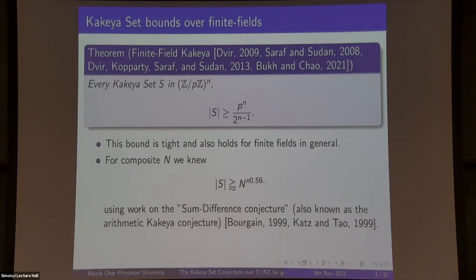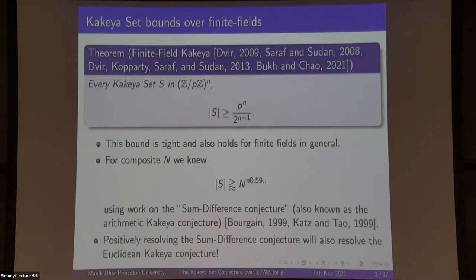Yeah. Meeting this 0.5 bound is due to some work in additive combinatorics, and it's related to the sum difference conjecture. It's also called the arithmetic Kakeya conjecture. This problem is much harder, because if you're able to solve the sum difference problem, then you'll actually resolve the Euclidean Kakeya conjecture as well. There's a known reduction from the Euclidean problem to the sum difference problem. And if you can solve this problem, you will have your Euclidean conjecture as well.